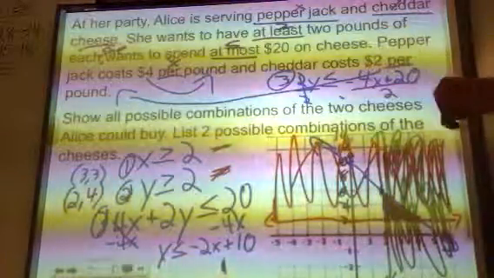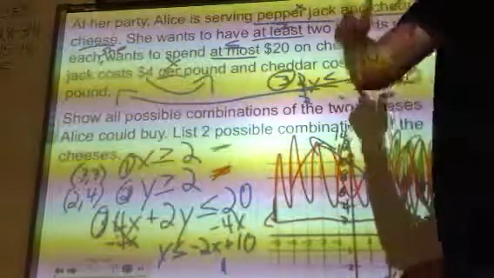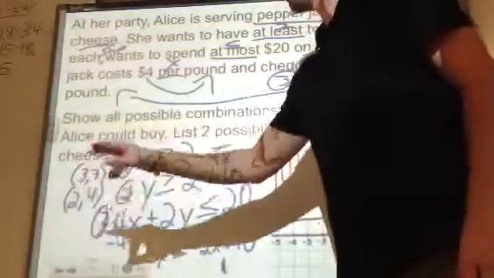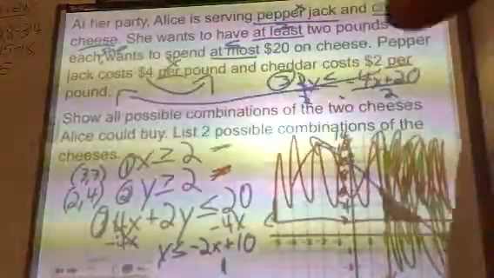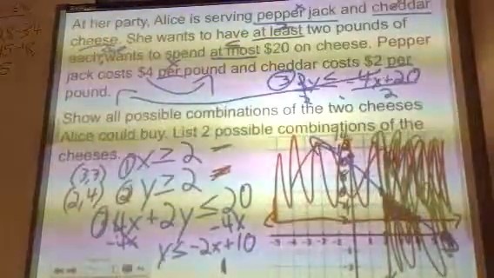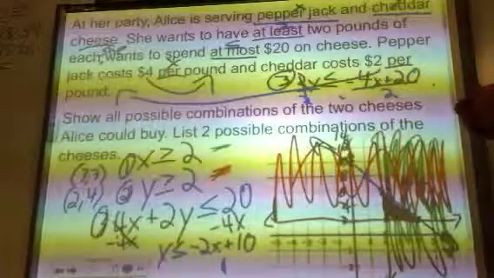Think about what those mean. We said x stands for pounds of pepper jack. So in this point up here, we could get 3 pounds of pepper jack, 3 pounds of cheddar cheese. This point right here, we could get 2 pounds of pepper jack, 4 pounds of cheddar cheese. Alright?